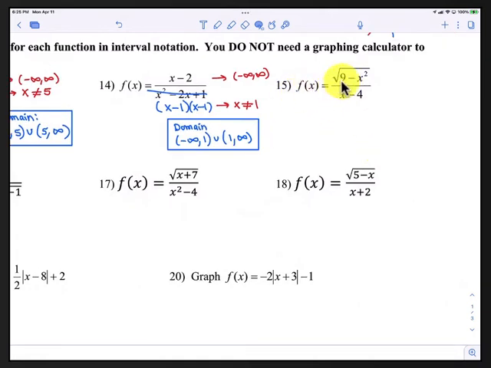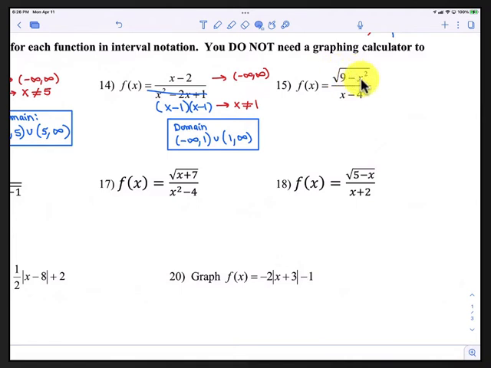Okay, for number 15, we have the square root of 9 minus x squared, and that's divided by x minus 4. So with a square root function, we know that the inside of the square root cannot be negative. So whatever we plug in for x, we have to make sure that it stays positive or 0. Now, the most I could plug in for x would be 3, because 3 squared is 9, and 9 minus 9 is 0. If I plug in anything greater than 3, that would cause the inside of the square root to be negative. Likewise, I could plug in negative 3 for x, and that would give me 0 inside. But if I tried to plug in negative 4 for x, that would make the inside be negative.